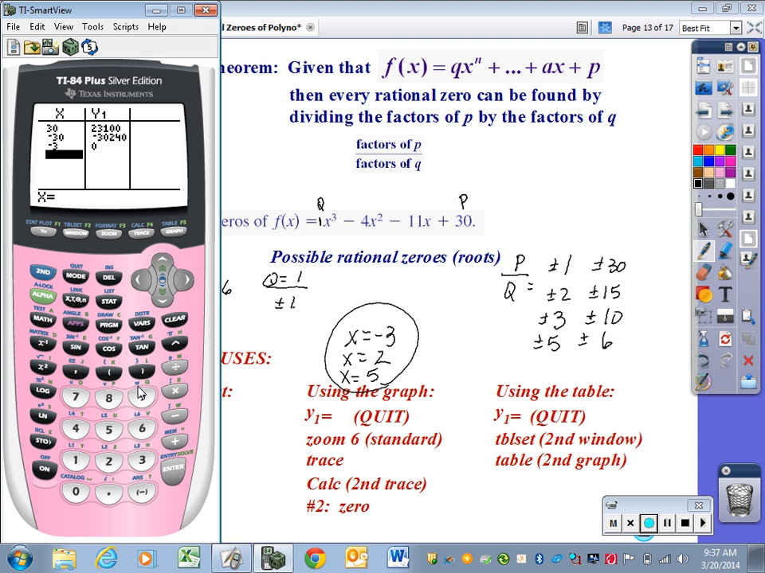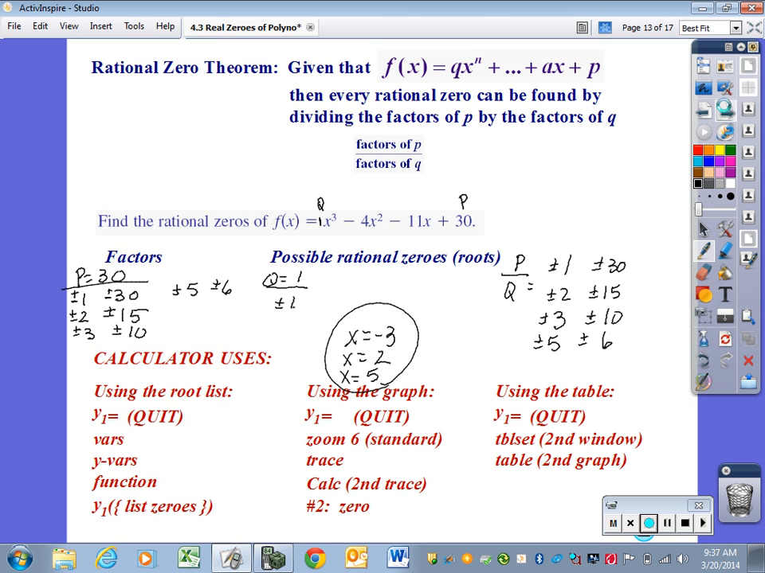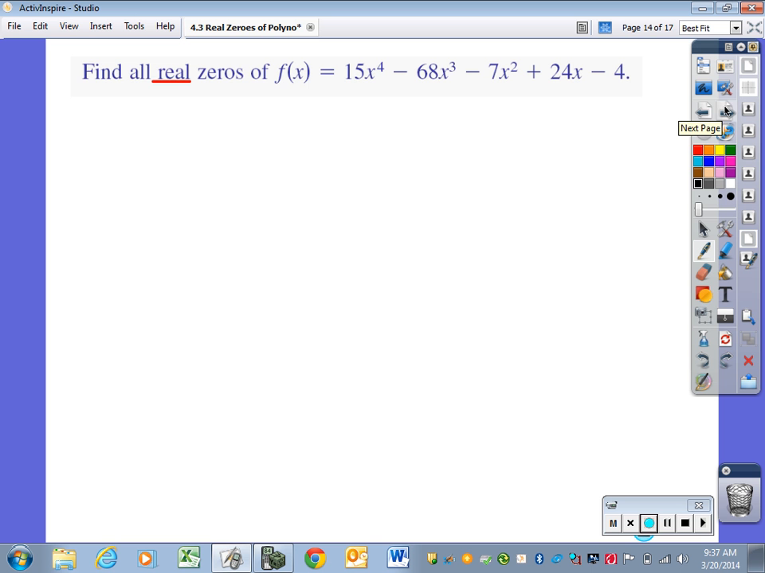So let's try one more. First of all, let's peek. -4. And we can just use 4 because we'll take care of it with our positive negative. Factors of 4, positive -1, positive -4, positive -2. What's the leading coefficient? 15. Positive -1, positive -15, positive -3, positive -5.